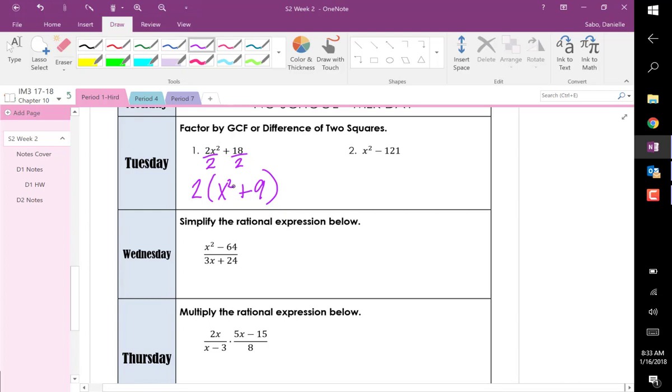Okay, so again, when you're trying to factor, you're trying to find something that's common, and 2 was common in the very first one, and we divided both of them by 2, and that is now our answer.